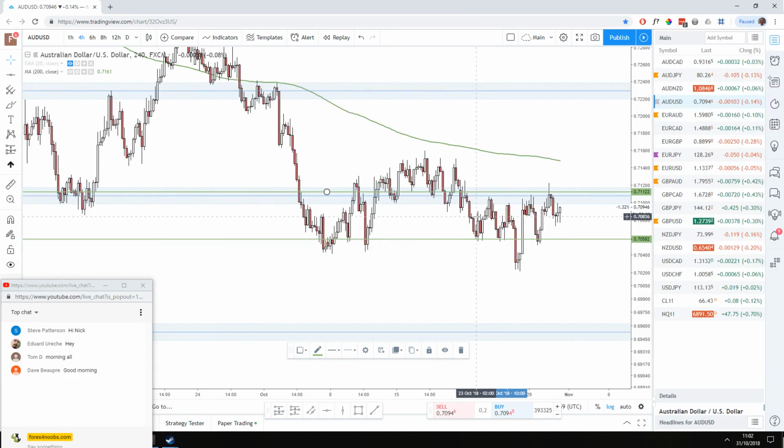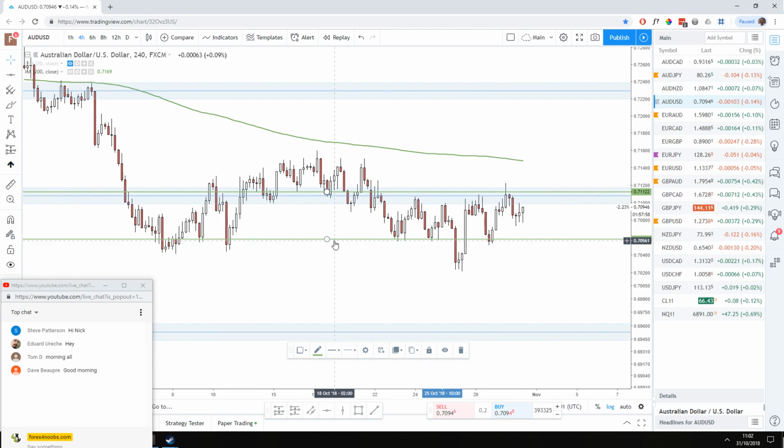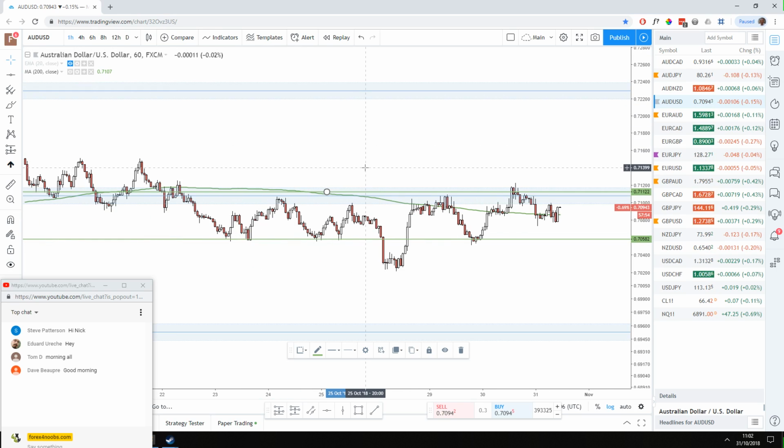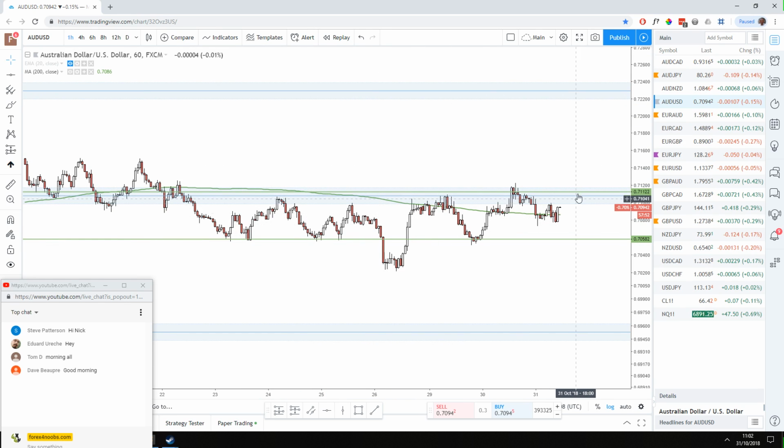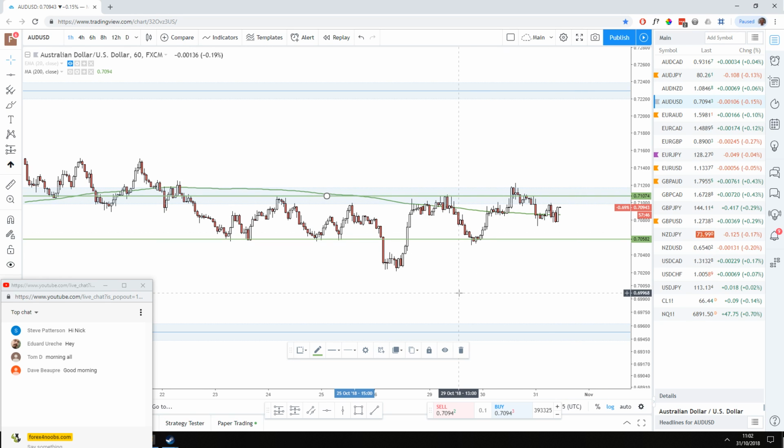Yeah, so like the 4 hour, 1 hour, there's a bit of a range here that could be tradable. It's not great by any means. It's a very messy range, but it is there. Let's keep an eye on this range on the lower time frame.